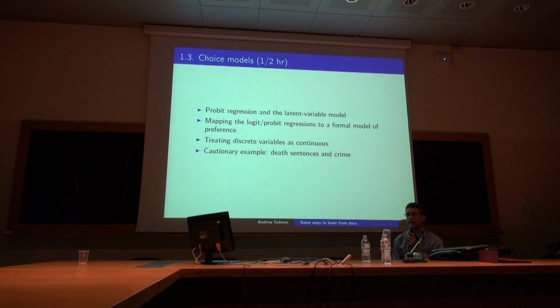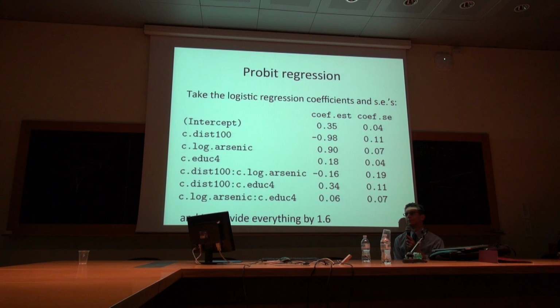Now, next I want to talk about choice models, and this is the psychology or the economics connection to logistic regression or probit regression. This is very important for people who do social science research. When I teach political science students, this is very important because these are the decision models that underlie the statistical models. So I'm going to go back here. This is our arsenic model.